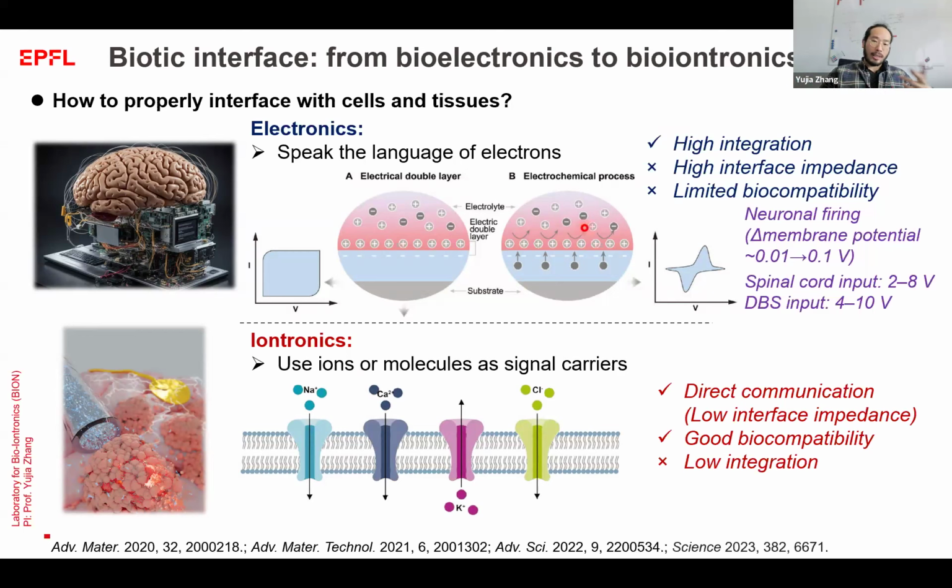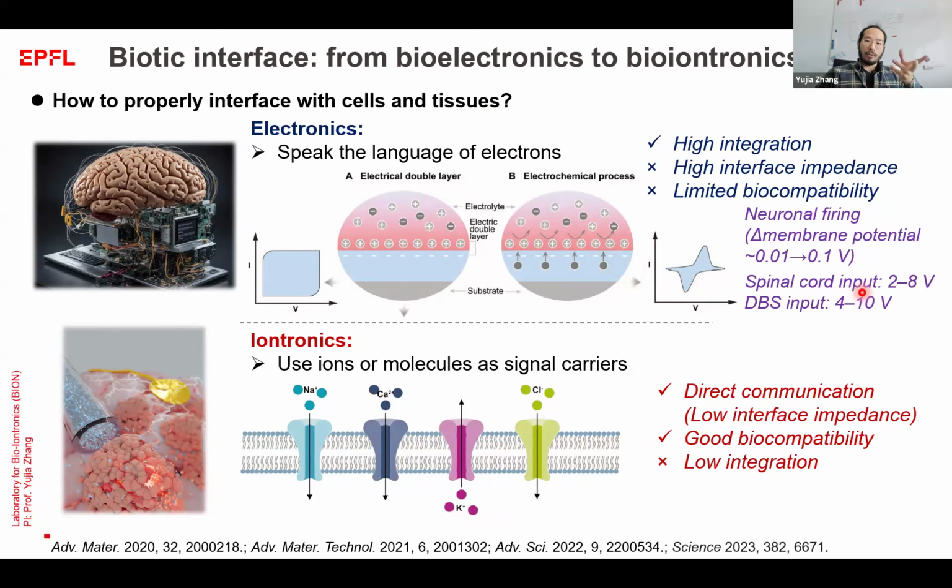If we use electronics to interface with cells or tissues, we usually face a high interface impedance, which is a problem. Basically, we have 2 cases. Either we create an electrical double layer between the metal electrode and biological tissues, or if we input very high current or voltage, we create electrochemical reactions and ion fluxes in the biological environment. So we create a high interfacial impedance, and therefore we really limit the biocompatibility of the devices.